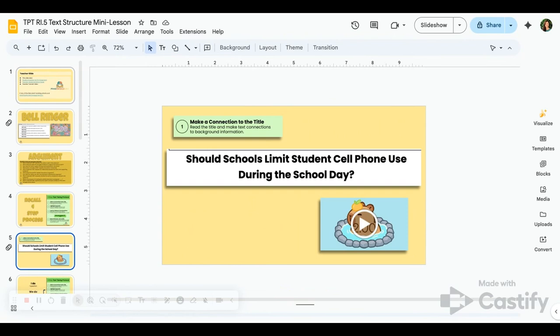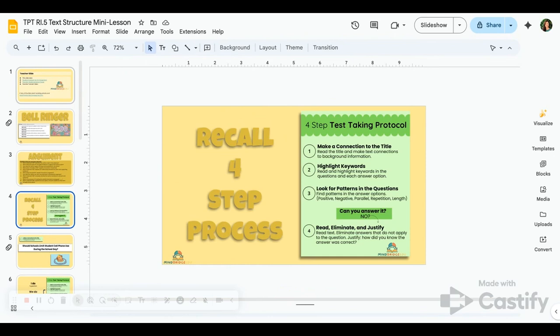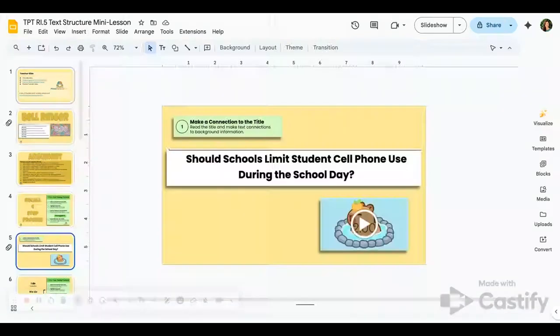We just don't want to bog them down with the 4 types, right? So the patterns is what I would put the most focus on. And at the end of the day, we're teaching them to look at the questions first. So that's the key. Look at the questions, you highlight keywords, you look at the patterns, then you figure out, can you answer it? And if you can't, then you read with a focus. That's the gist of it.